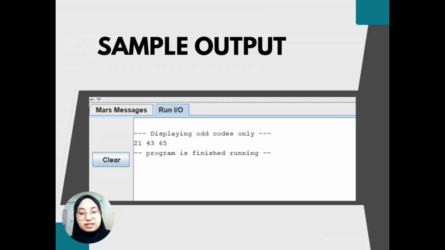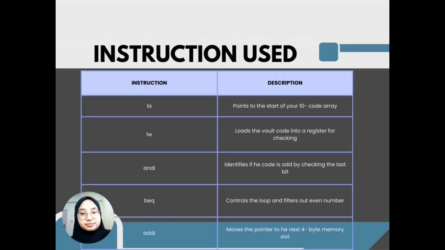As you can see in the sample output from the Mars simulator, the system correctly identifies and displays only the odd codes 21, 43, and 65 from the sample data provided, finishing the execution smoothly. This slide shows that to achieve this, I utilized core MIPS instructions such as LA for addressing, LW for data retrieval, and AND for parity checking.